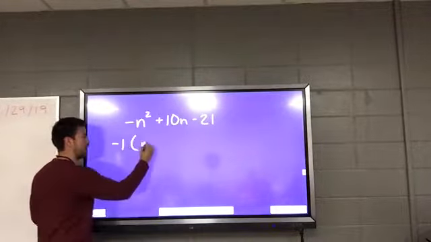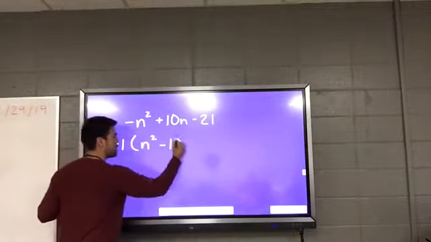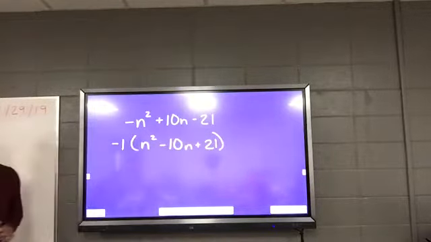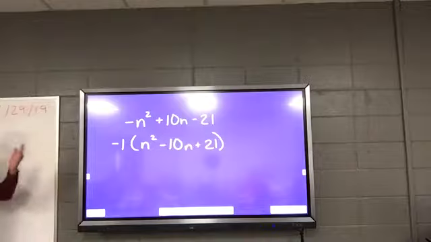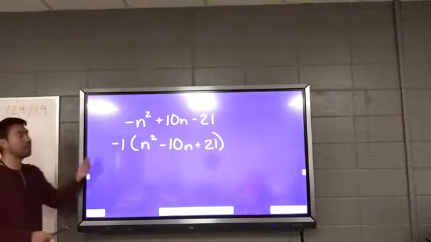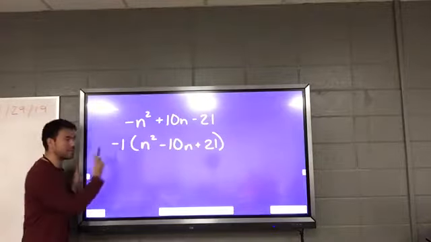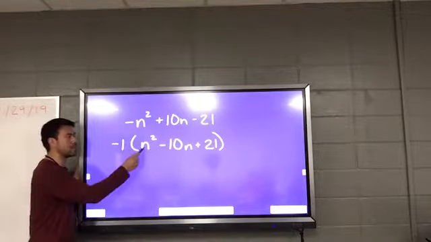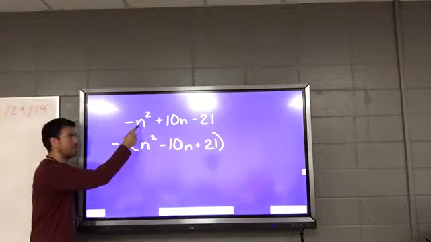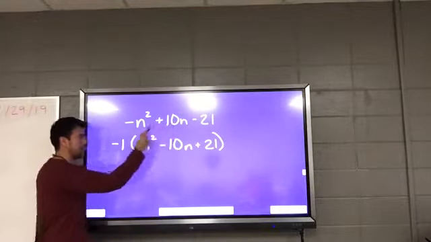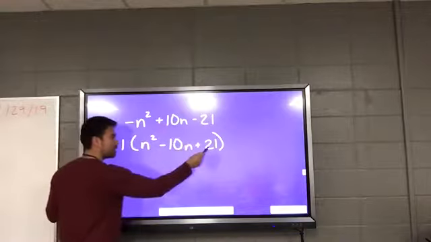So this is what I'm going to get. Write it down, and I hope you can see what Mr. A was doing here. If you're like, no, that's not possible, we'll check it to see if it makes sense. I factored out a -1. It's still there, but I took it out. What's -1 times n squared? Negative n squared. What's -1 times negative 10n? Positive 10n. What's -1 times positive 21?